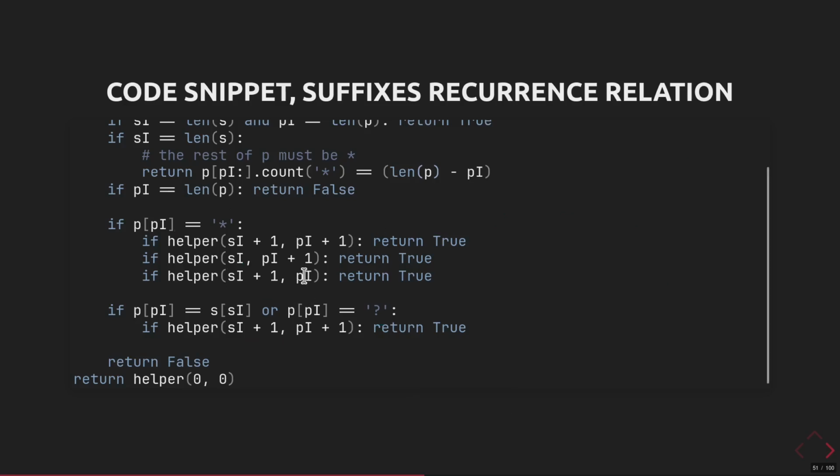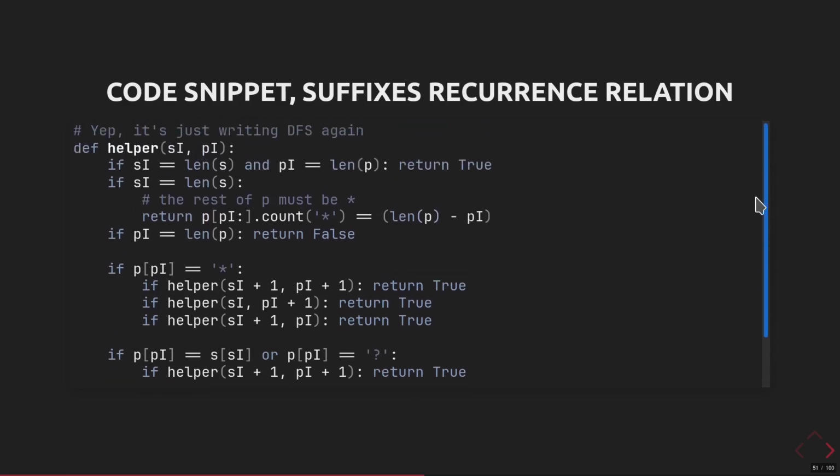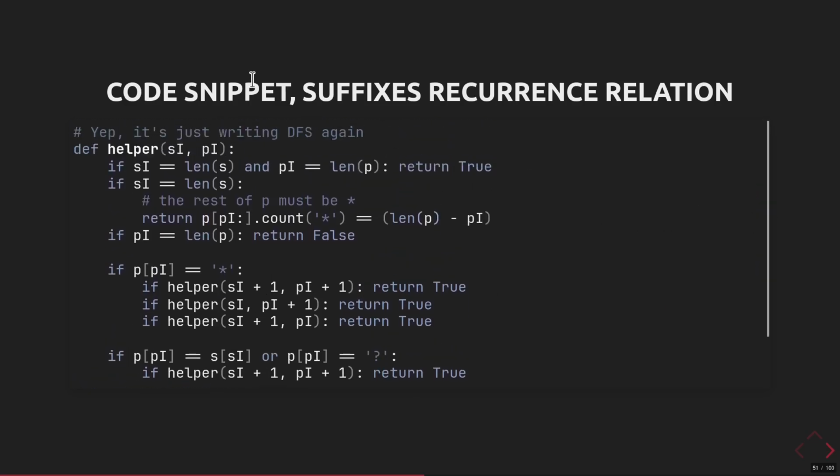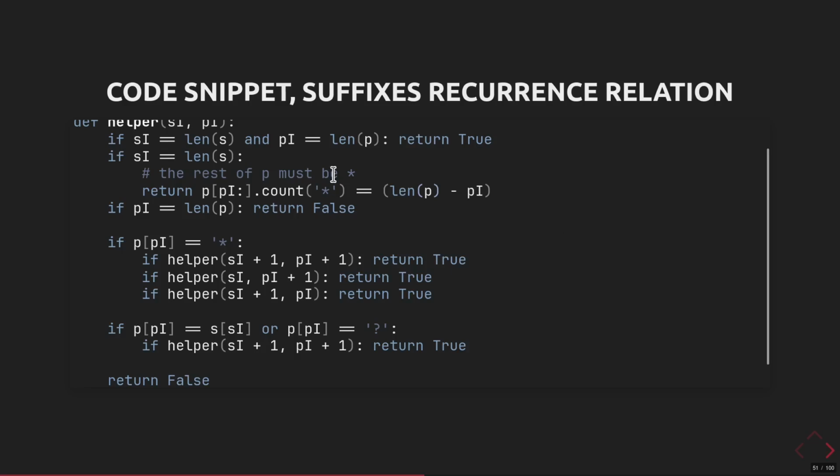Hopefully this problem didn't feel too difficult, especially if you really studied edit distance. This is a lot like writing depth first search. It just has different branching rules to it. So hopefully that recurrence relation makes sense.